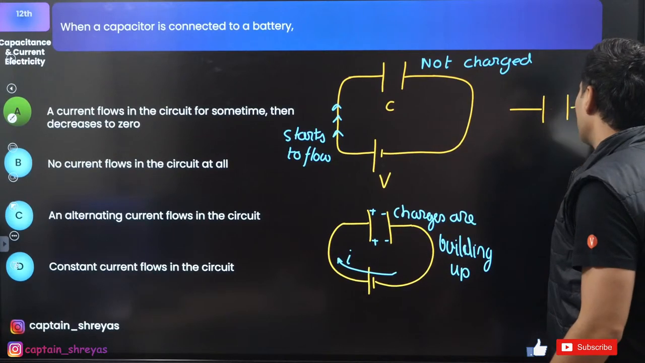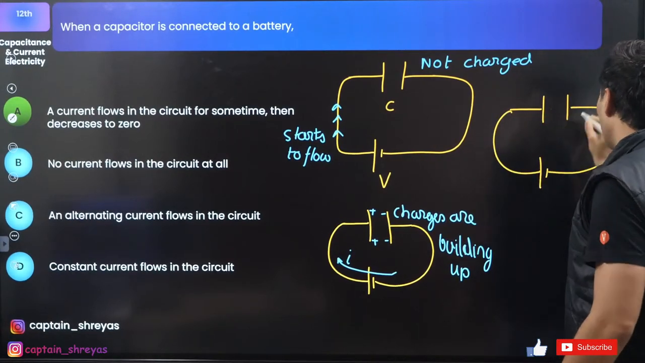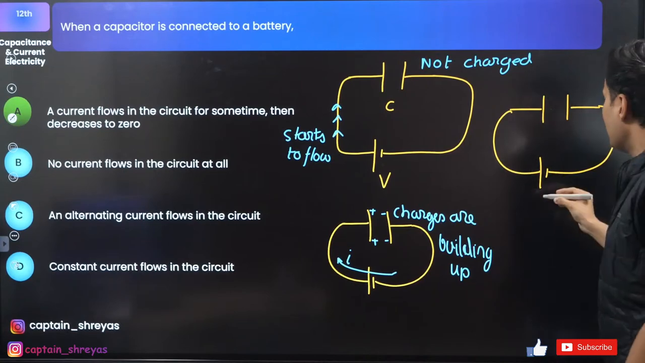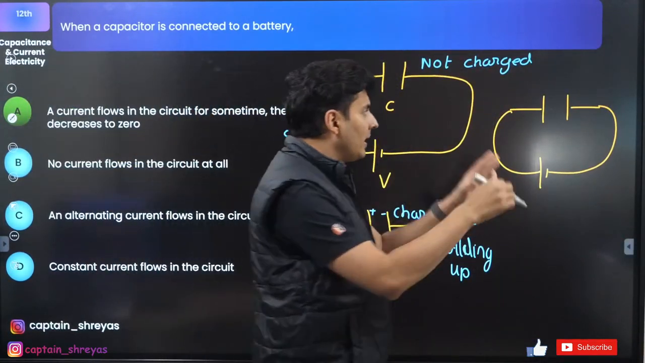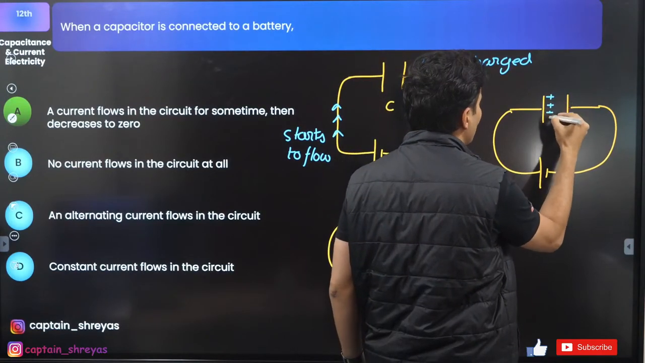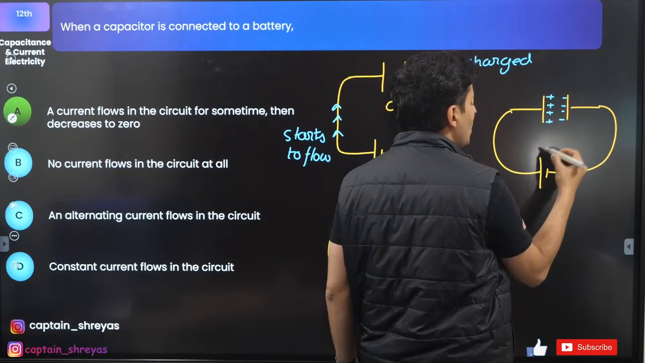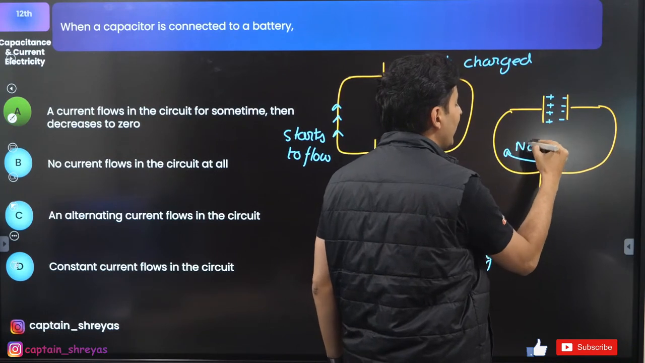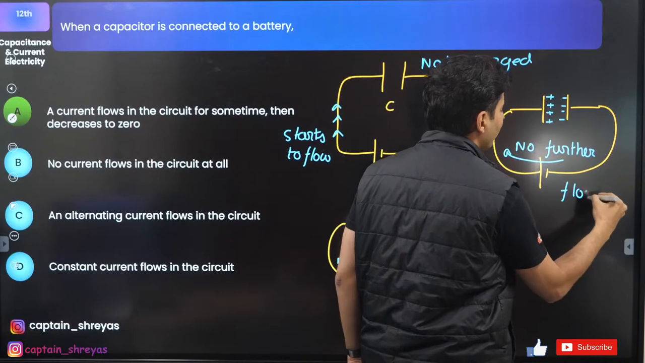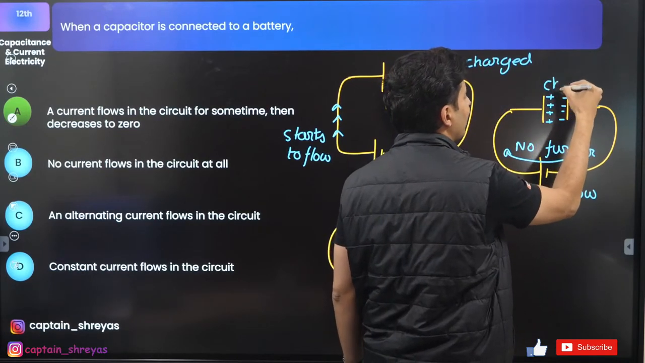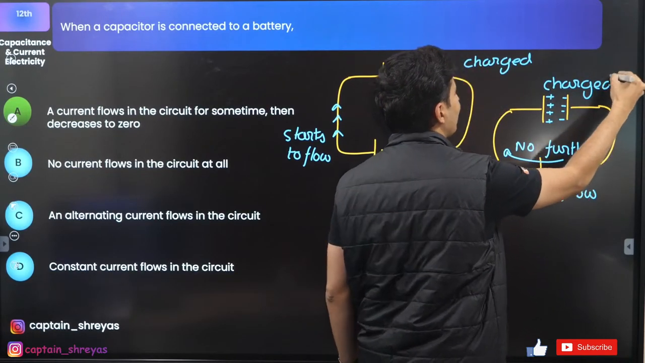After some time, maybe a small amount of time, you will see that the charges will have accumulated, been stored completely on the plates of the capacitor. There is no further flow of current. In such a case, the capacitor is just said to be charged, guys.